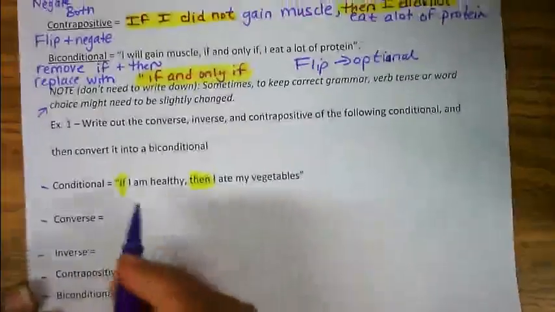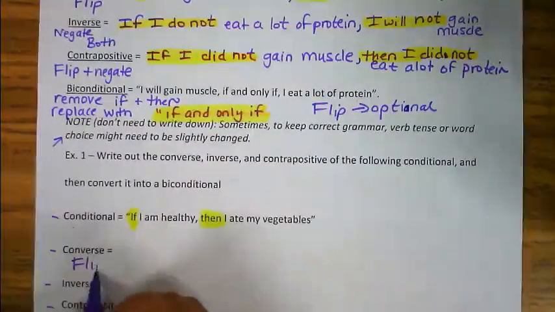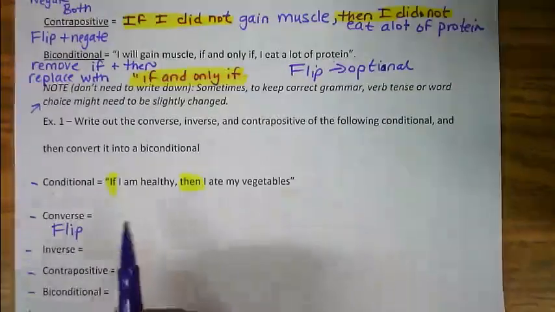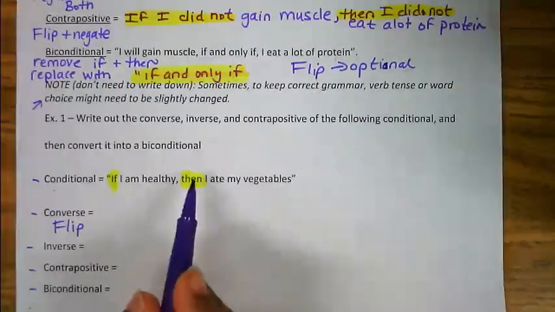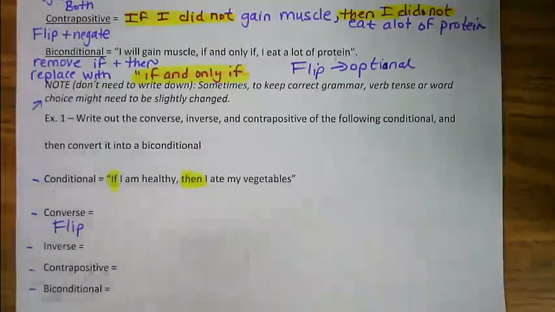Converse. Look up here. Where did I write under converse? Flip. So pause this video really quick and write the sentence, but flip it. Put vegetables first and then healthy second. So it should sound something like, blank, vegetables, then blank.